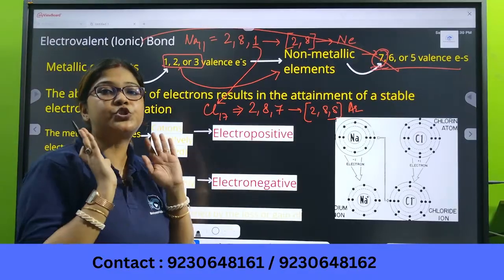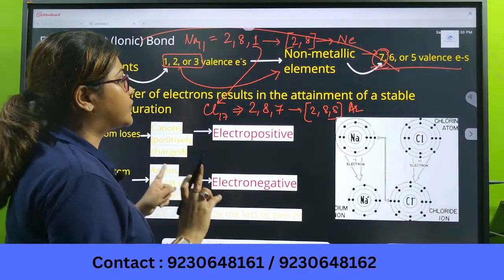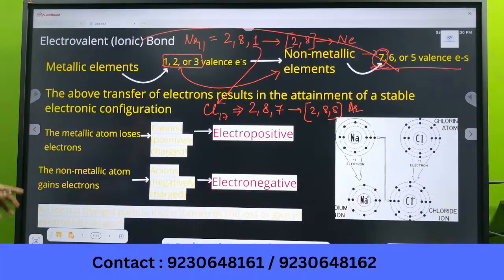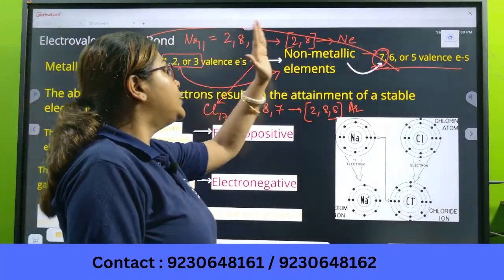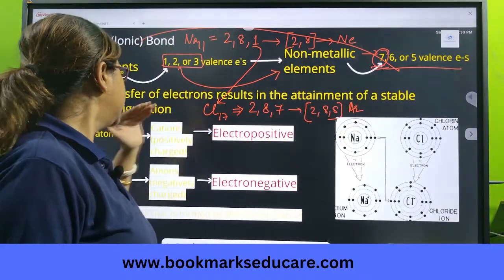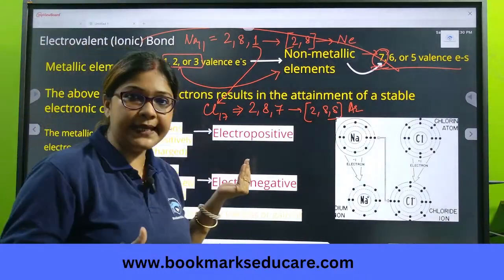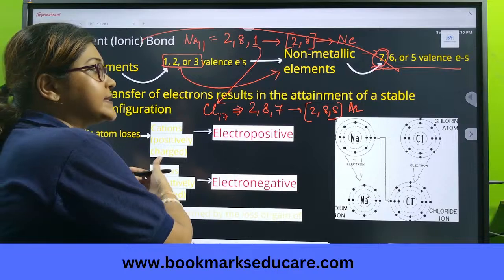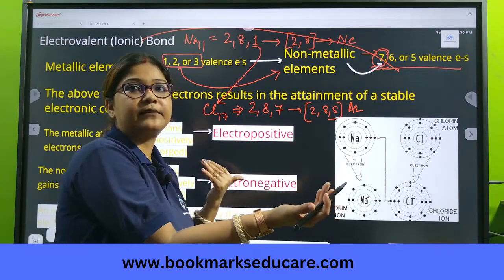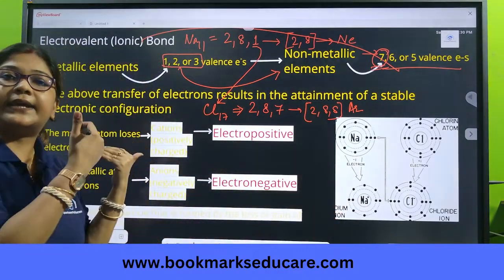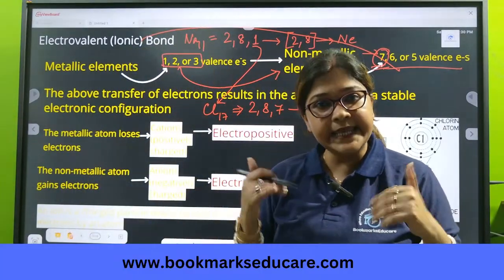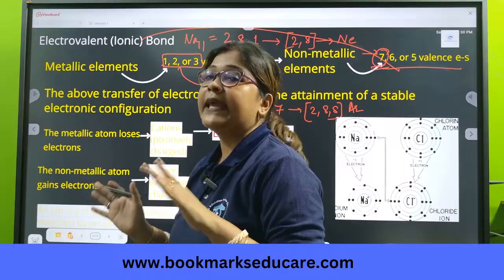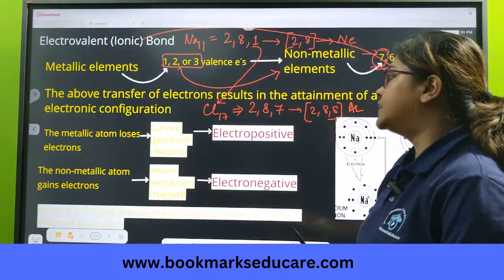This results in strong ionic or electrovalent bonds, right? So the metals lose electrons, and the non-metals gain electrons. As the metals are losing electrons, they are highly electropositive in nature, and as the non-metals are gaining electrons, they are highly electronegative in nature.